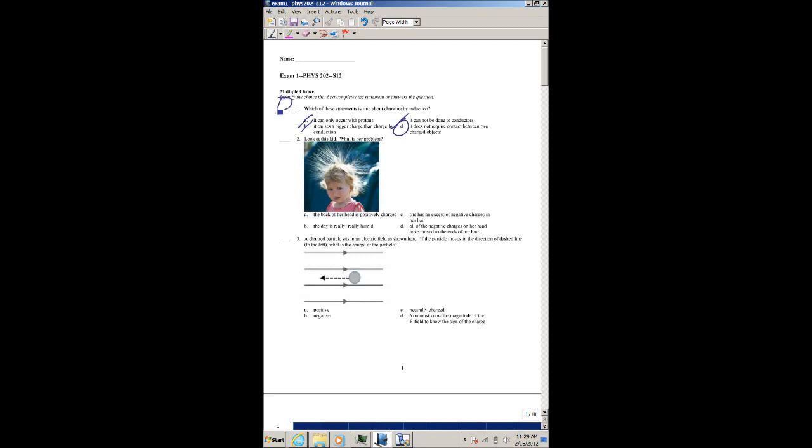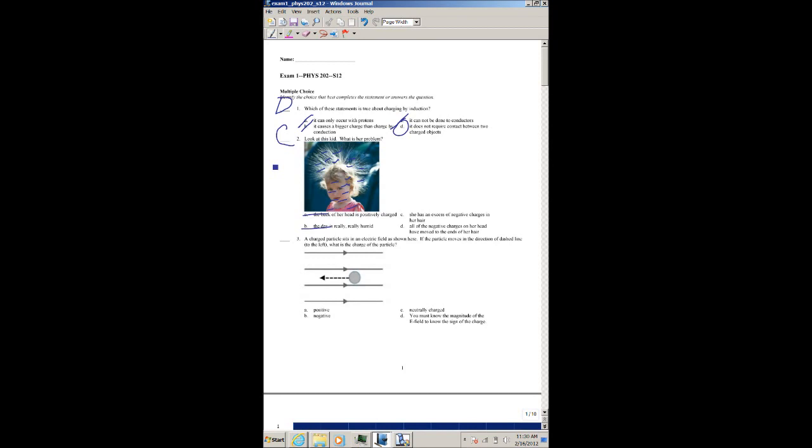Look at this kid. What's her problem? The back of her head is positively charged. That doesn't make any sense. The day is really, really humid. No. She has an excess of negative charges. So on her hair, or actually over her whole body, she has an excess of negative charges. Look, she's negatively charged everywhere, because she just went down a slide or whatever, and that's causing all of her hairs to repel from one another. The negative charges are repelling from one another. So the answer is C.